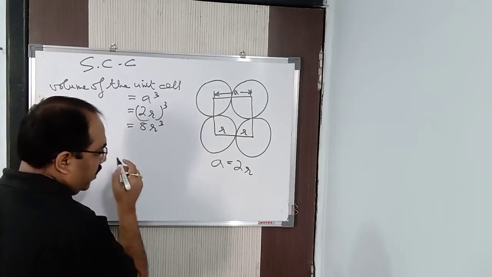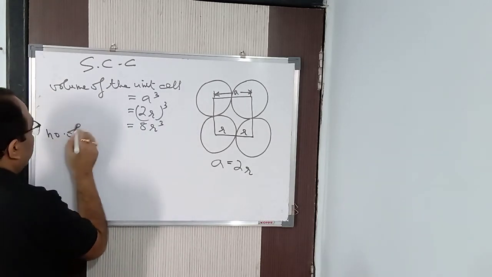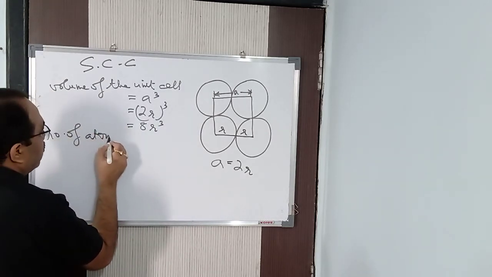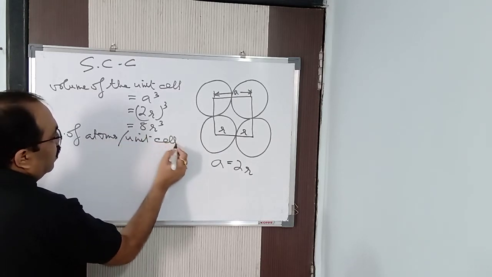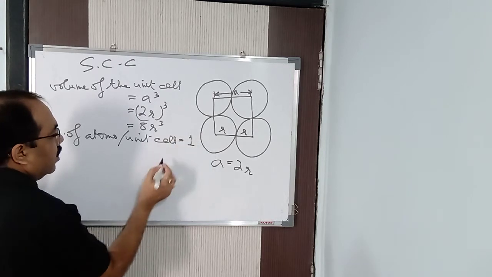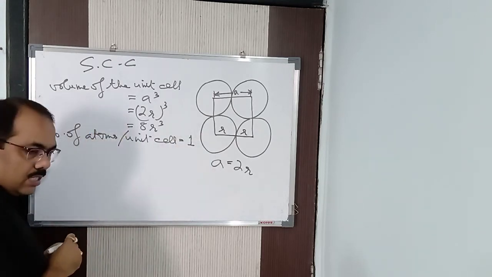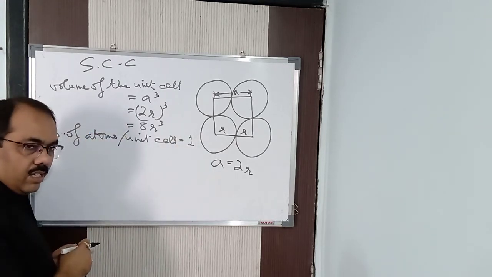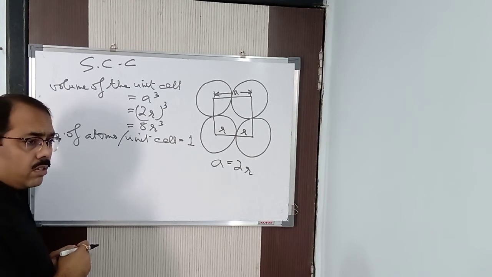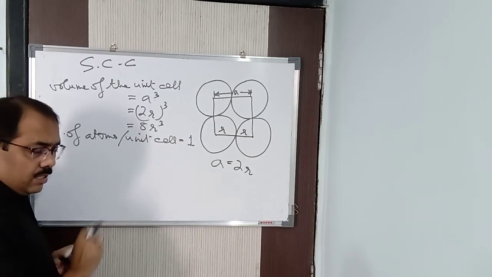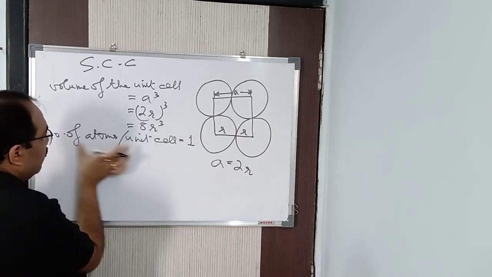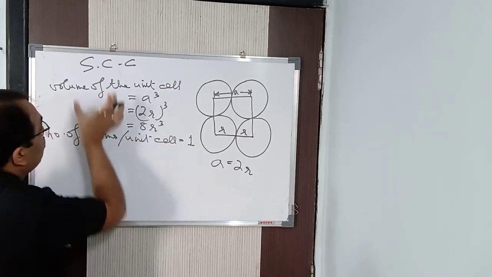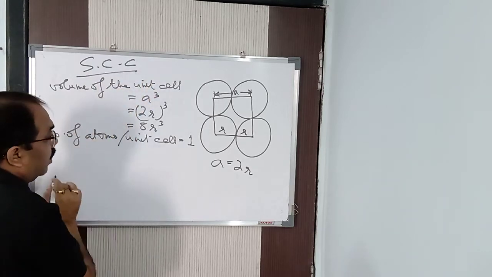We got it. Now, number of atoms per unit cell, which is your Z. How much is it? It is 1, we have seen it. How is it 1? 1 by 8 into 8. There are 8 corners, so what is the contribution of each corner? 1 by 8, into the number of corners. How much do you get? 1. So the number of atoms per unit cell in case of SCC, mind it, simple cubic, is 1.